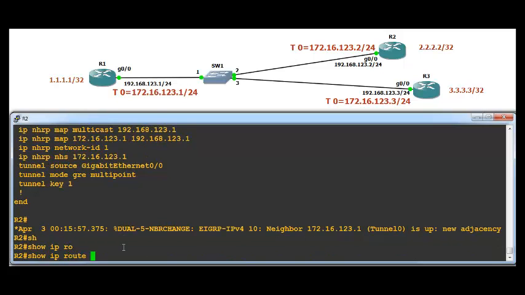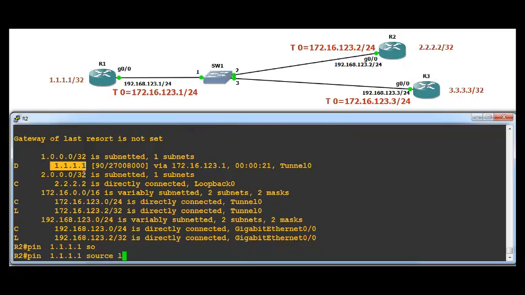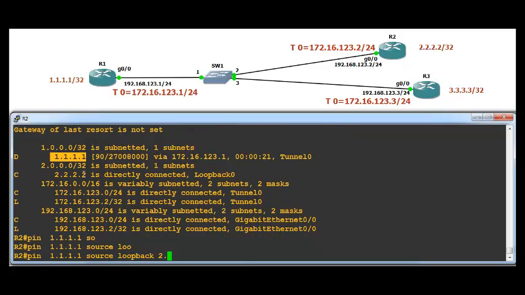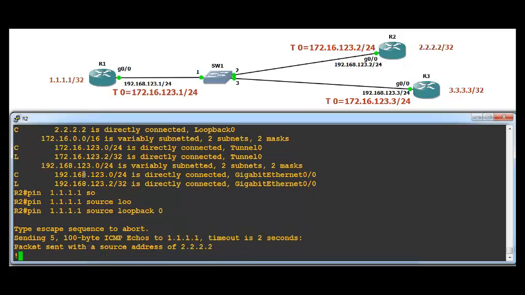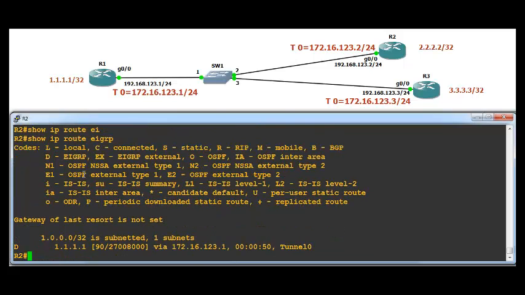show ip route, I can see that I can reach 1.1.1.1 with my source loopback 2.2.2.2, that is loopback 0. So I can ping loopback to loopback, it is pinging. It is using the tunnel. But what I am not seeing is router 3's information. I'm not learning 3.3.3.3.